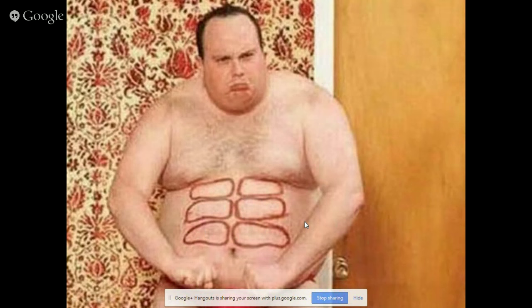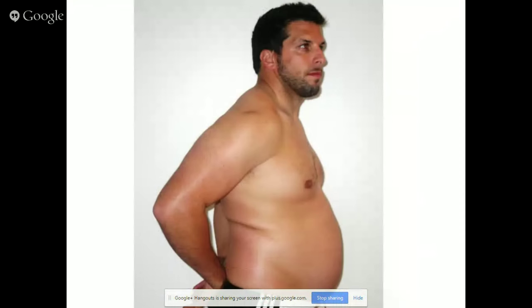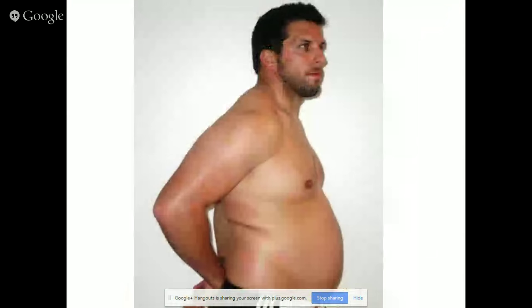All right, this man does not have six-pack abs. This man does not have six-pack abs either. Here you can see this is a before picture, and here's an after picture, a transformation. Okay, so you can see here he is not strong. He's not skinny either. He's got a big belly. He has no six-pack.